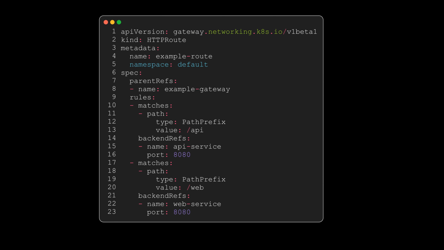Finally, here's an HTTP route example. This routing resource specifies how HTTP traffic should be forwarded from a gateway to Kubernetes services. It contains matching rules, header manipulations, and traffic splitting capabilities.